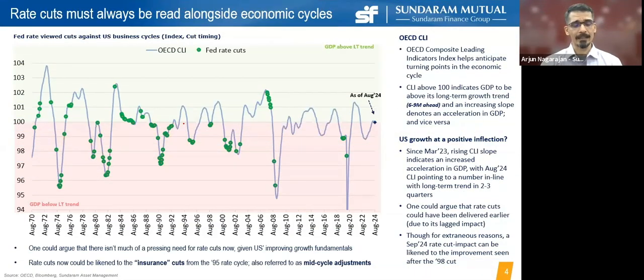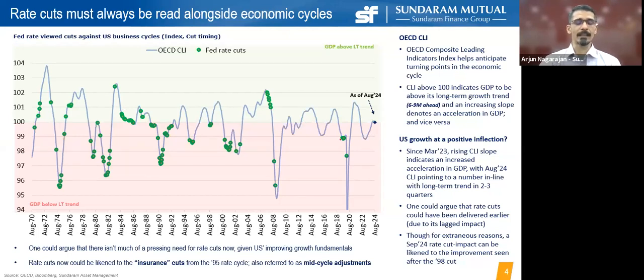Looking at rate cuts in context of where the US economy is at that point in time. So we look at business cycles and we look at rate cuts during US business cycles. Now, all the green dots that you see in this chart are places where the Federal Reserve has cut rates. And the blue line that you see in this chart is the OECD CLI.